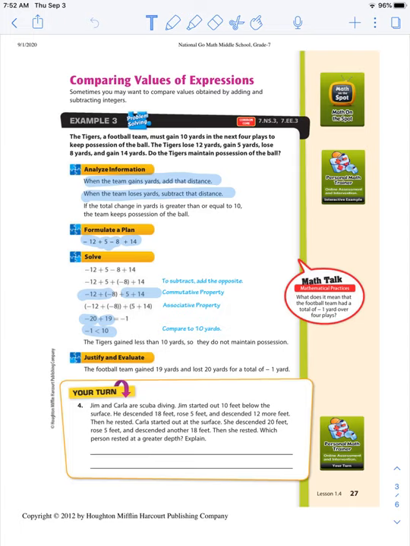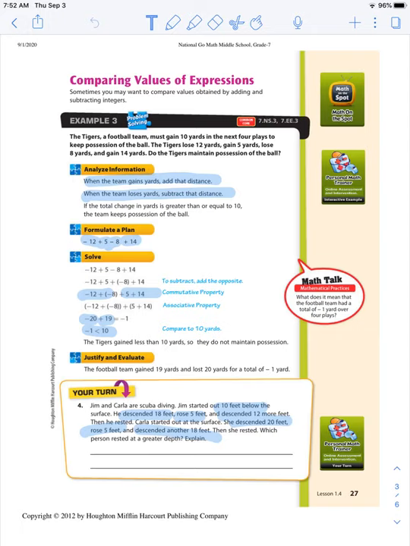All right, this is where I would like you to pause the video and see if you can do number 4 all by yourself, then play it back to see if you got it right. All right, Jim and Carla are scuba diving. Jim started out 10 feet below the surface. He descended 18 feet, rose 5 feet, and descended 12 more. Then he rested. Carla started out at the surface. She descended 20 feet, rose 5, descended another 18, and then rested. Which person rested at a greater depth?